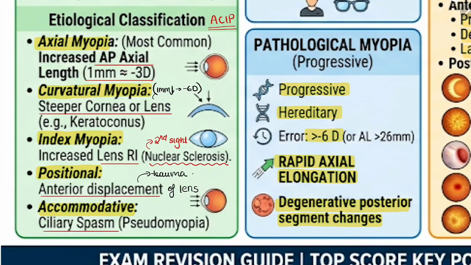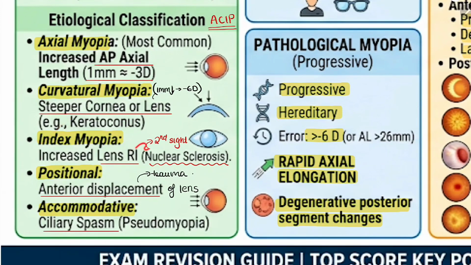Coming to curvature myopia, here we can see the cornea or the lens has become steeper. So it should have a curvature like this. But what happens is the curvature will decrease. So it will be like this, such that 1 millimeter decrease will give -6 diopter. So this is mainly seen in keratoconus. So that is curvature myopia.